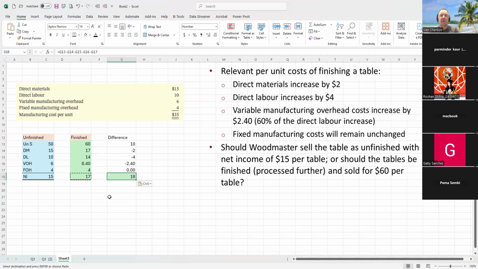That's not the one. In this case, I have to change the formula here. That will be like this. So where am I on the difference? Is it profitable for me?